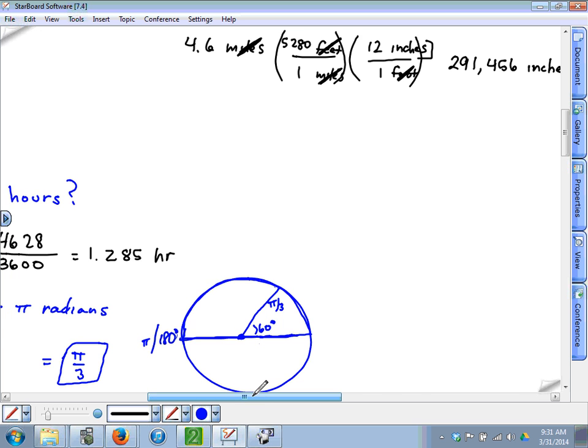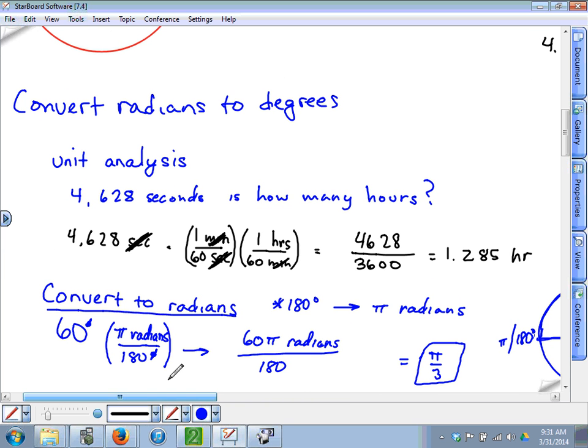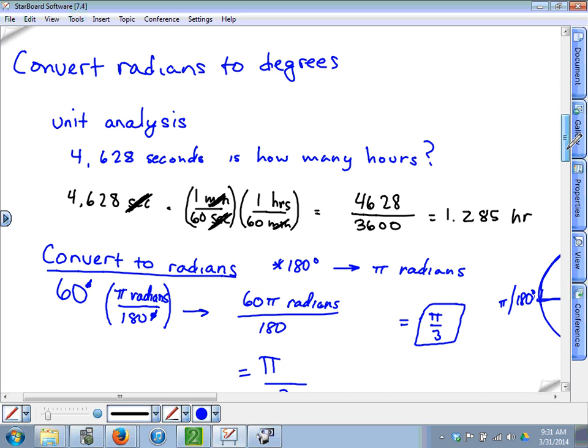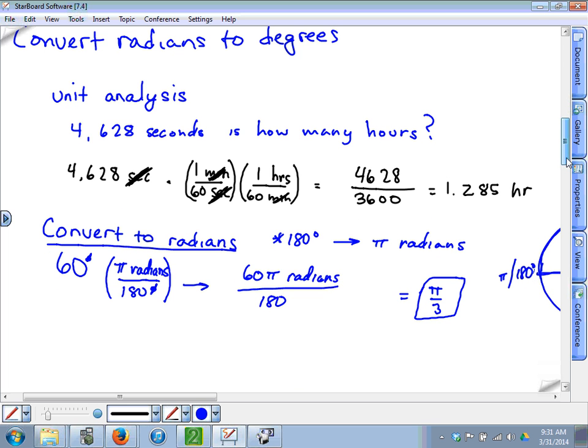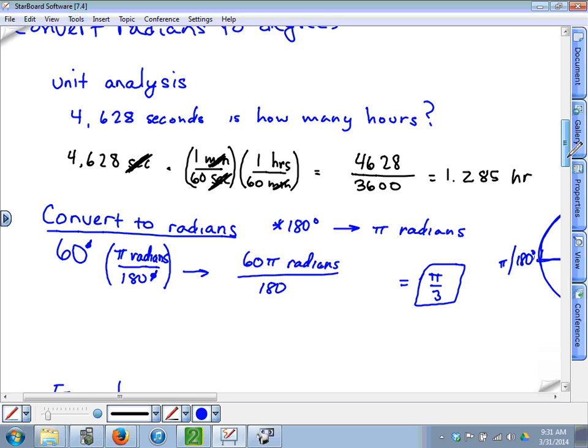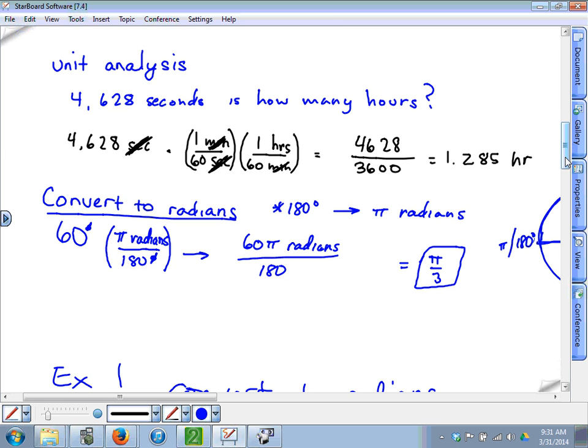Anyway, if it says 120, it would be 2 pi over 3. Say that again. So say you're trying to find, instead of 60, 120 degrees, you're trying to turn it into radians. That would be 2 pi over 3. So how would you write that? 2 pi over 3.